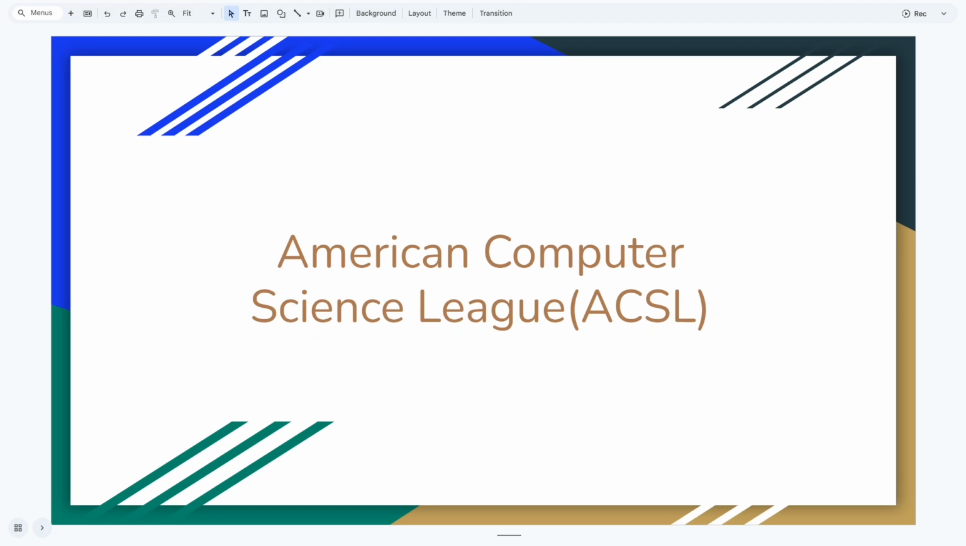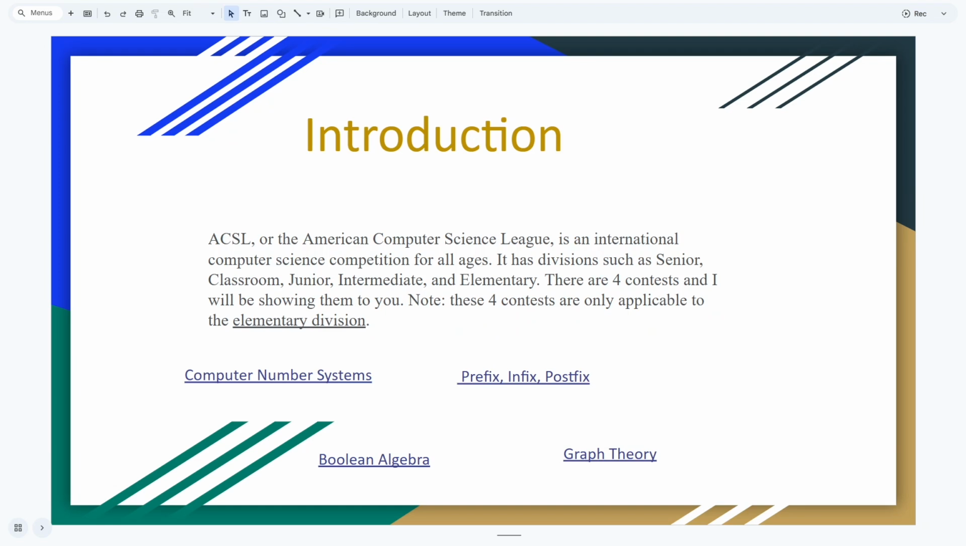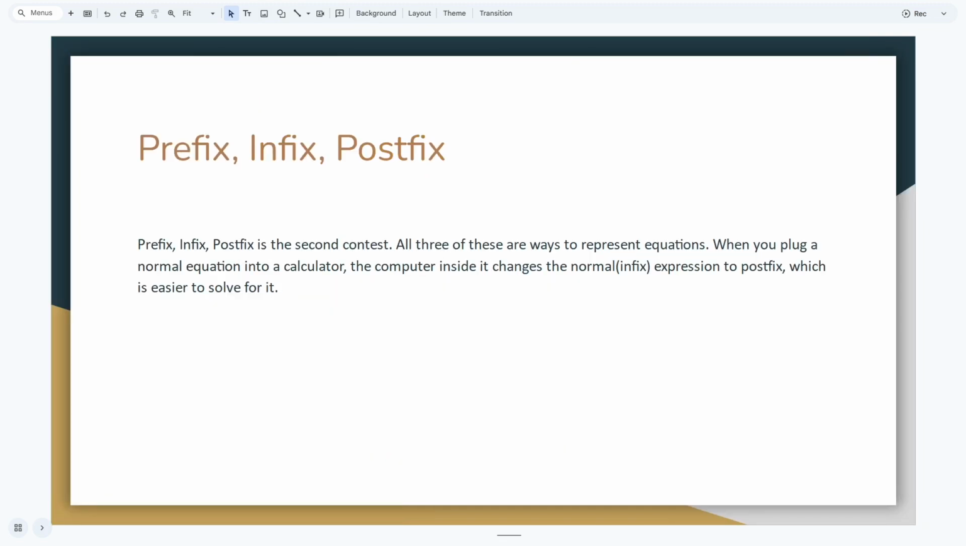We will be going over the elementary division contest number 2, which is Prefix, Infix, Postfix. Prefix, Infix, Postfix is the second contest. All three of these, prefix, infix, and postfix, are ways to represent equations. When you plug a normal equation into a calculator, the computer inside changes the normal infix expression to postfix, which is easier for computers to solve. That's just a fun fact, so now let's dive right in.